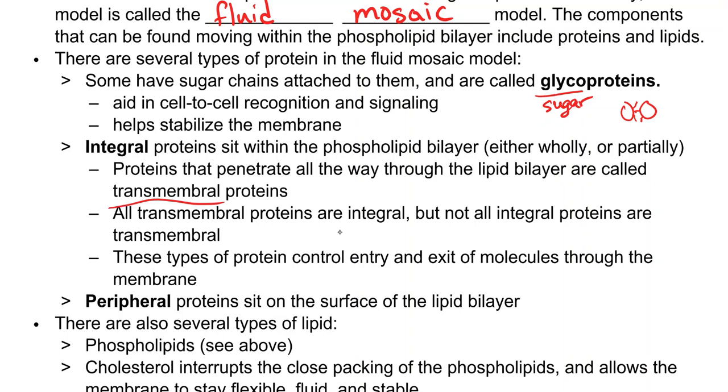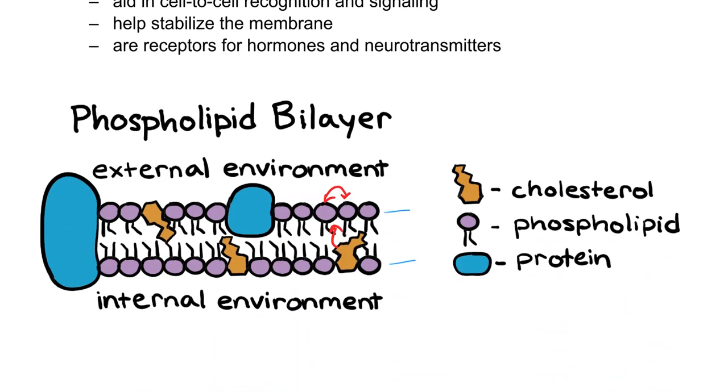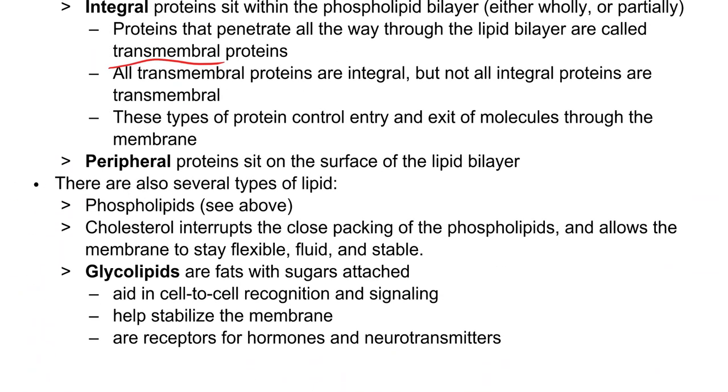All transmembrane proteins are integral, right? If it's transmembrane, it has to be embedded into the phospholipid bilayer. But not all integral proteins are transmembrane. So both of these are integral. This is integral, and this is integral as well. So they're all integral, but only the one that spans all the way across can be considered transmembrane. And that's terrible. You can't read that, but that's okay.